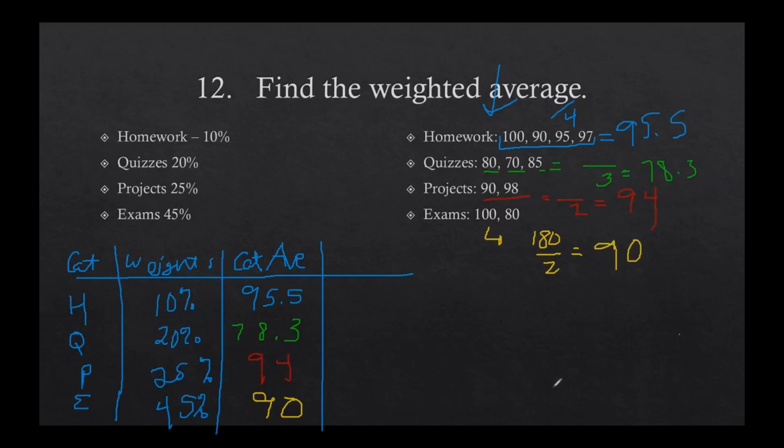Okay, so now we have our category averages. That's your first step. Sometimes you're going to be given those. Sometimes you're going to have to come up with them. So at this point, when you think about the weights and what the weights mean, homework is 10%. So 10% of your overall grade is from the homework. Your category average for the homework is 95.5.